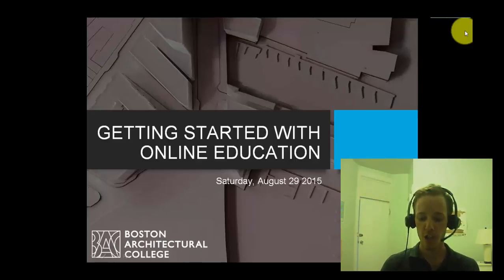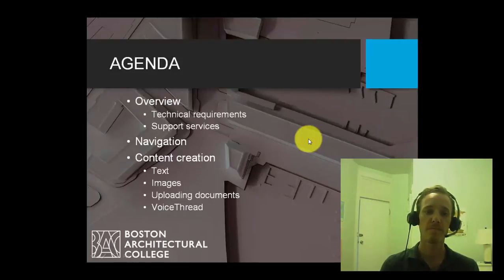Let me show you the agenda for what you can expect to see and get done with today. So we're going to work on three main things: overview, navigation, and content creation. Within the overview area, I'll be talking about the technical requirements. That is to say, what kind of internet speed you should be having before getting started with Moodle. Also what browsers to have and what state they should be in.